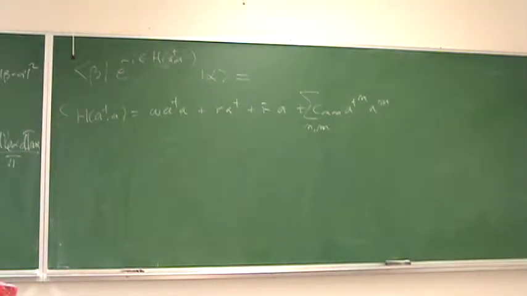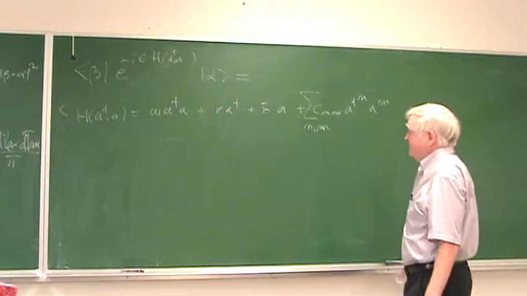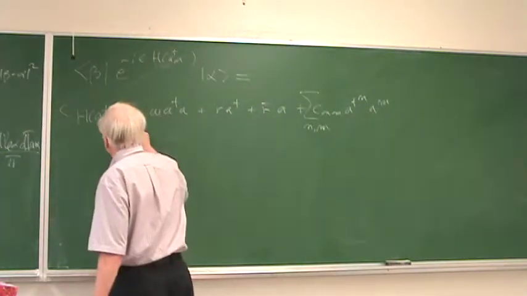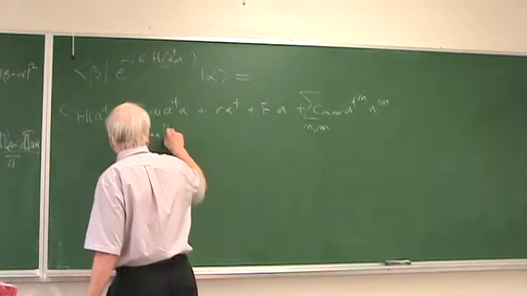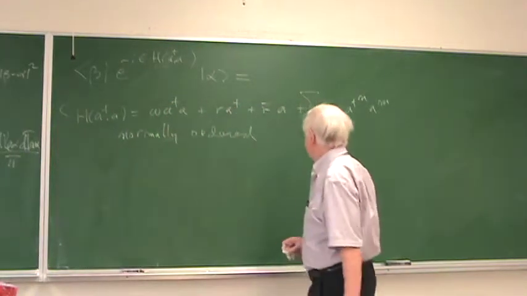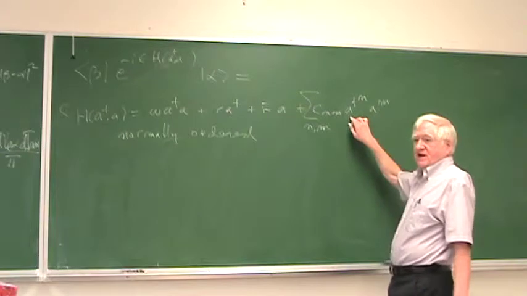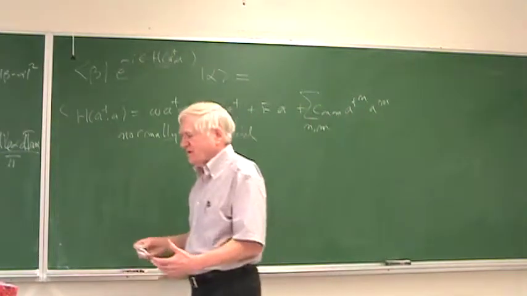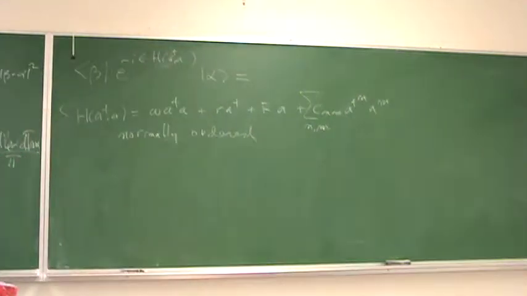And this thing is said to be normally ordered because the a's are to the right of the a daggers. This means that you don't have any extra contributions from the commutator.